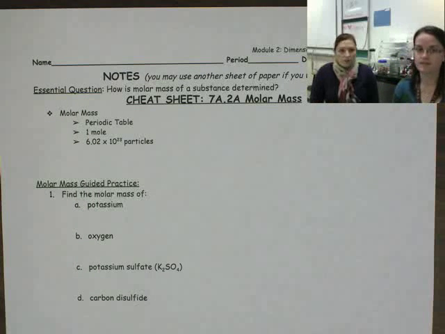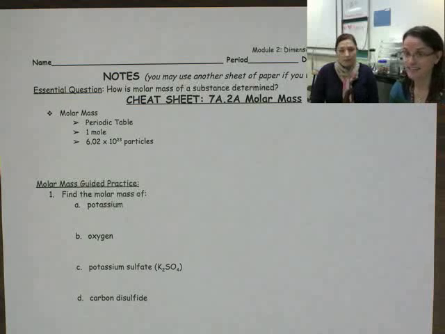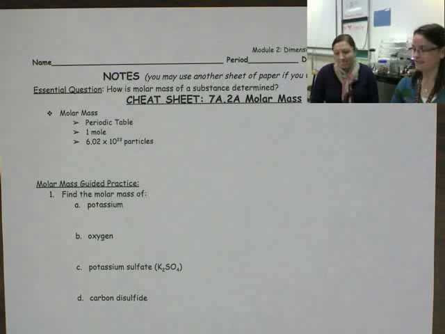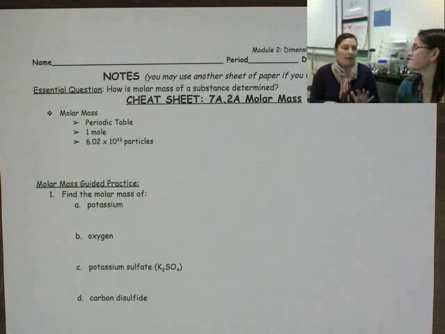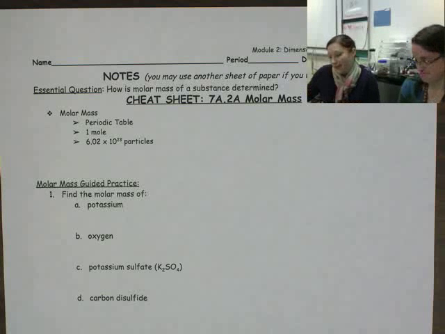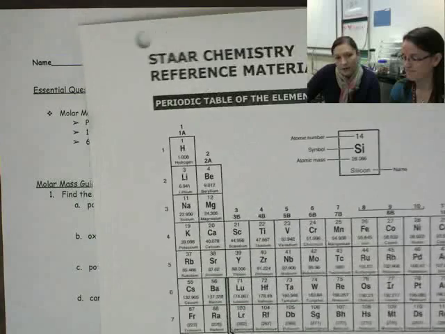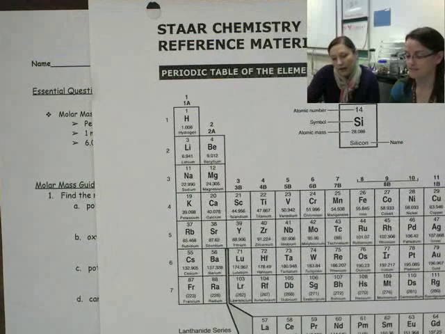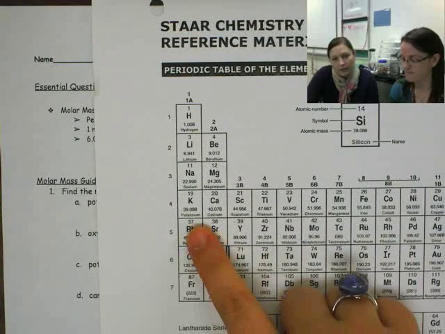So should we practice finding those? Yep, sounds good. So in case you didn't get that hint, you will need a periodic table and a calculator. Okay, first one says potassium, and I did a lot of work on my naming. That's a K, right? Okay, so I'm going to look on my periodic table. K is right there, so it's 39.098.